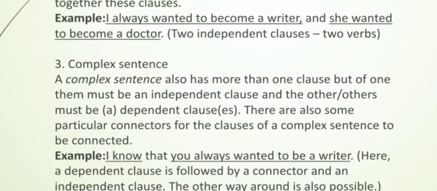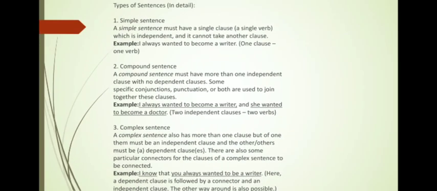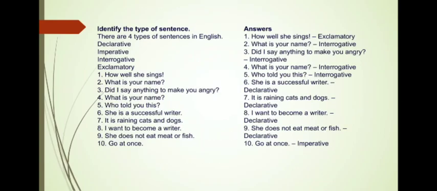I know, see, I know here. I know is dependent on what? What do you know? I know that you always wanted to become a writer. I know that you always wanted to become a writer. So this is it about simple, complex and compound sentences. If you have any doubt, you can share definitely. And now here are some exercises for you.